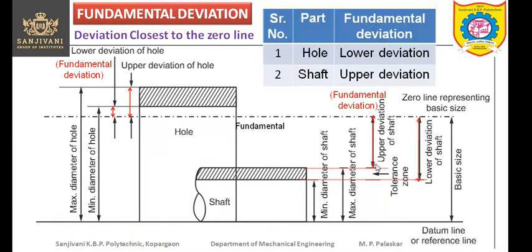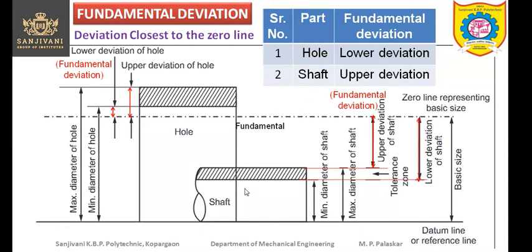So with the help of this table, it is clear that for the hole the fundamental deviation is the lower deviation, and for the shaft the fundamental deviation is the upper deviation.